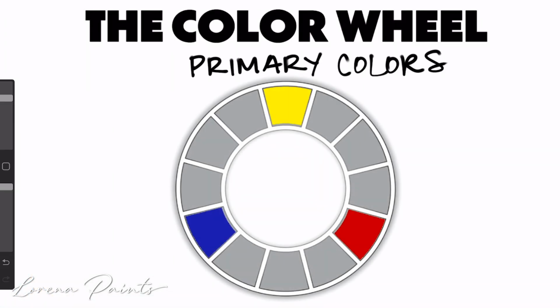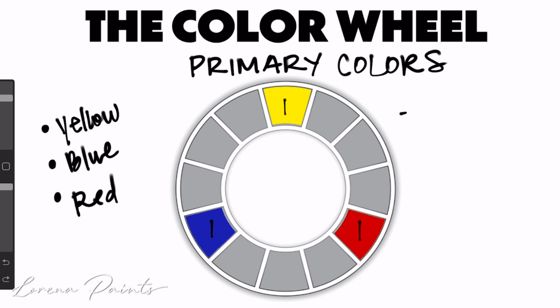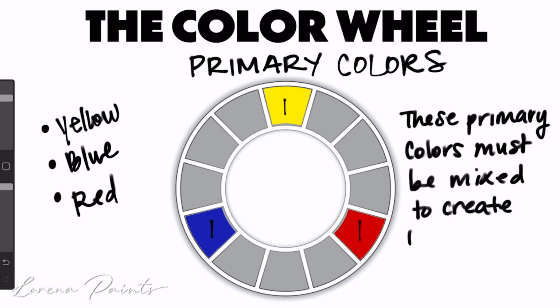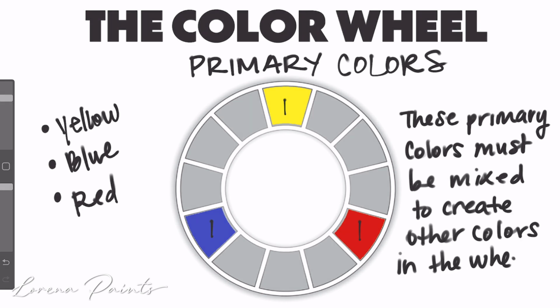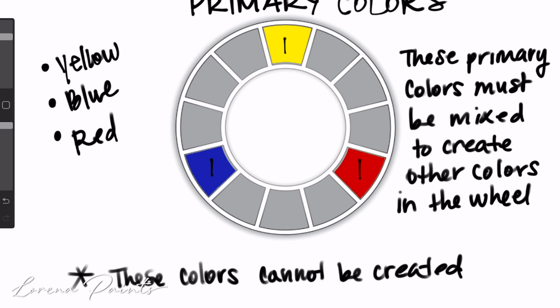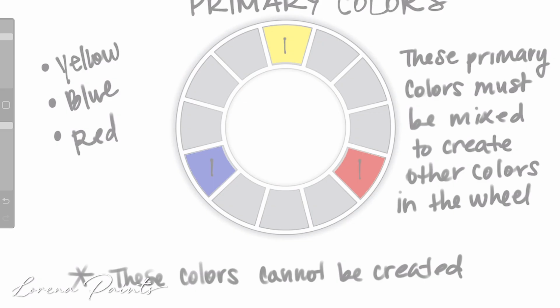Let's go over our primary colors. Our primary colors are yellow, blue, and red. These primary colors must be mixed to create other colors in the wheel. Also, these colors cannot be created from any other colors. That's why they are primary colors.